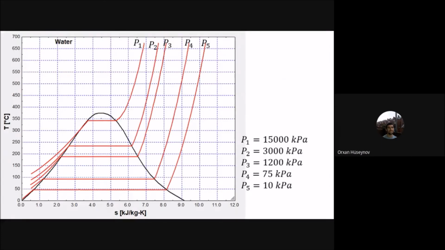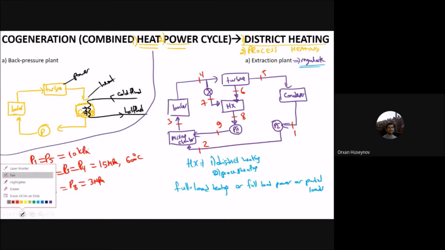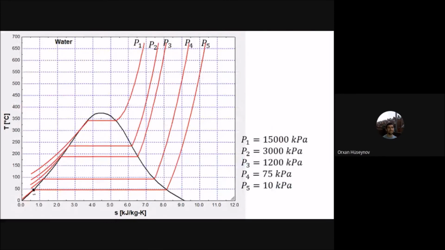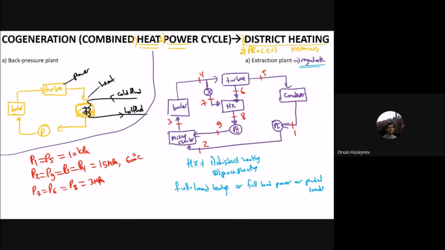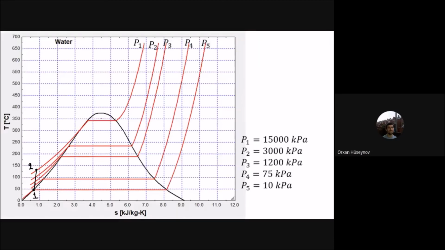Let's plot it, and as always, we will start with the pumps here. The first pump is from 1 to 2, so I will just add it from 10 kilopascal to 15 megapascal. We have pump 1 here, and that pump pumps from 1 to 2, to 15 megapascal. And the second pump is from 8 to 9, and 8 is at 3 megapascal and 9 is at 15 megapascal. So you will have 3 megapascal here, and you will have this 9, which is at 15 megapascal.